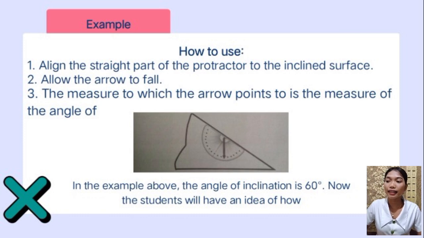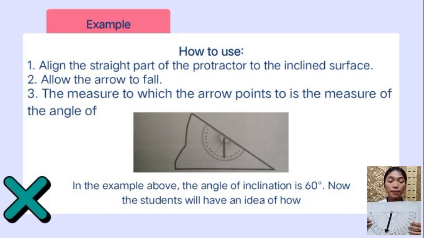And next, how to use. Number 1, align the straight part of the protractor to the inclined surface. And number 2, allow the arrow to fall. Number 3, the measure to which the arrow points is the measure of the angle of inclination. So in the example above, the angle of inclination is 60 degrees. So now the student will have an idea of how it looks. So this is a 60 degree.